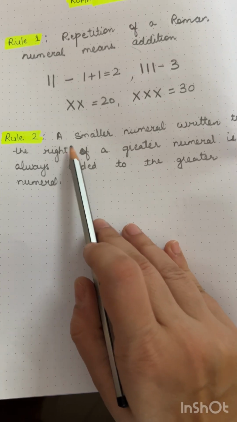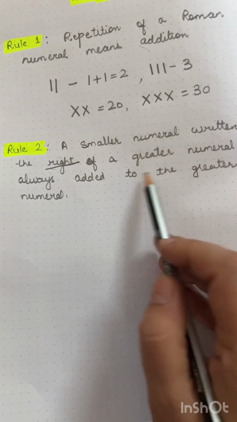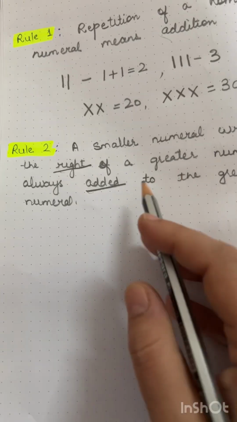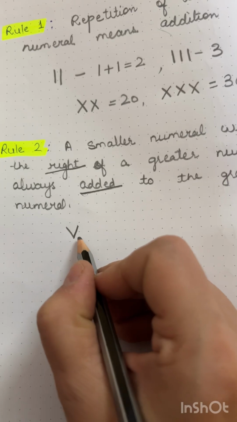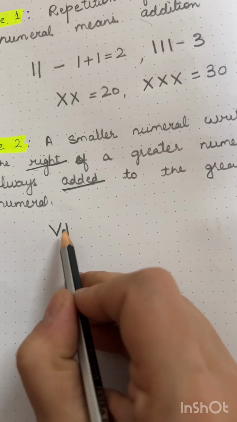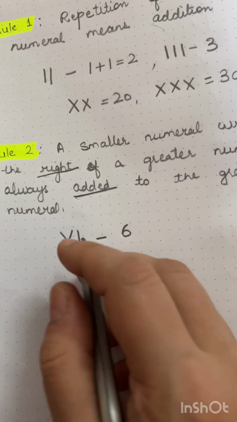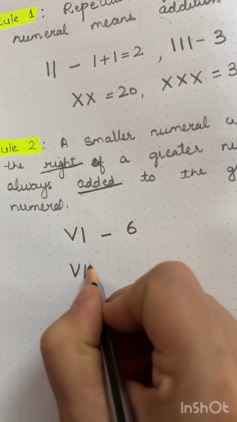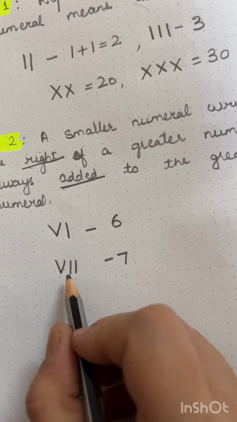Rule number 2 is a smaller numeral written to the right side of a greater numeral is always added to the greater numeral. For example, here is numeral 5, and if I write a smaller numeral, suppose I'm writing here 1, this 1 will always be added to number 5 and it will become 6. Like here, if number 5 I have written and I write 2 here, it will become 5 plus 2, 7. 2 is smaller than 5.